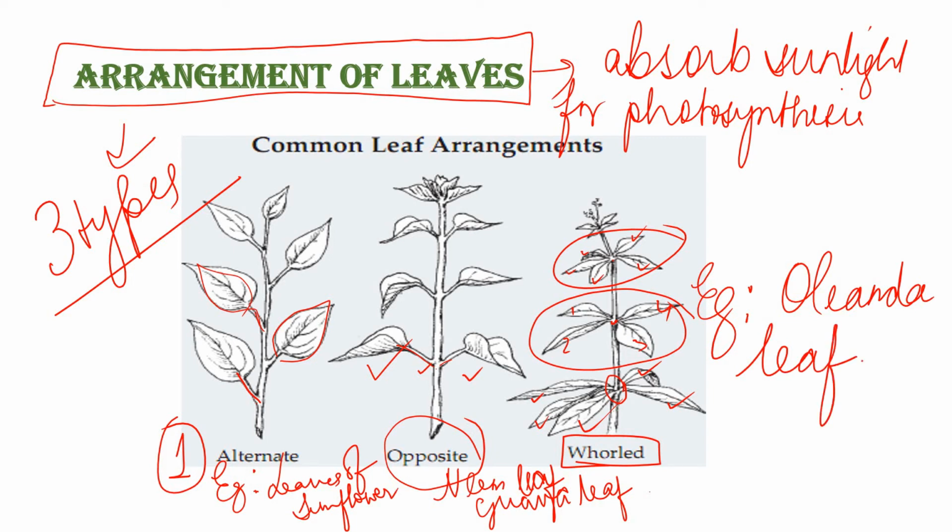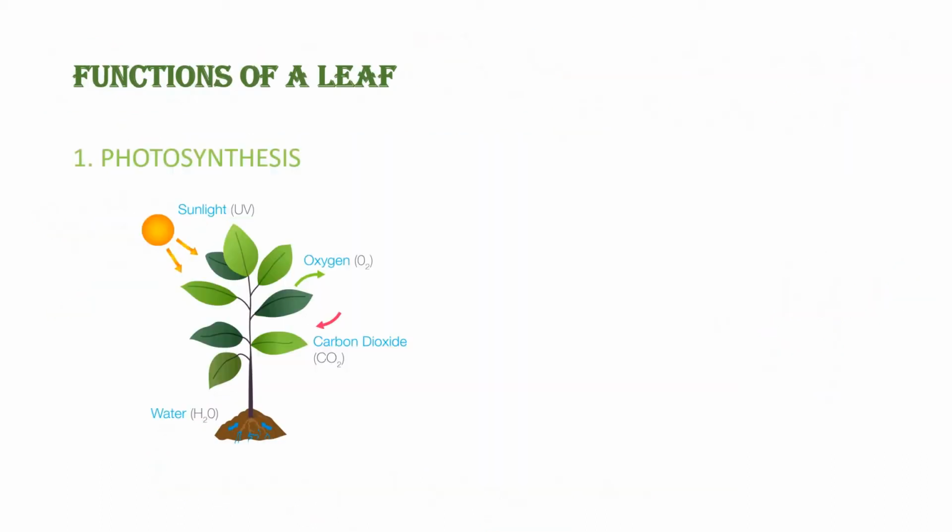Okay, so there are 3 different arrangements of leaves, that is, one is alternate, the second is the opposite, and third is the whorled. Fine. Now we have studied the structure of a leaf, how the leaves are arranged, how many types of leaves there are, everything we have studied. Now the main question comes: why is the leaf present in a plant? There could be any other structures also, but what is the function of a leaf?